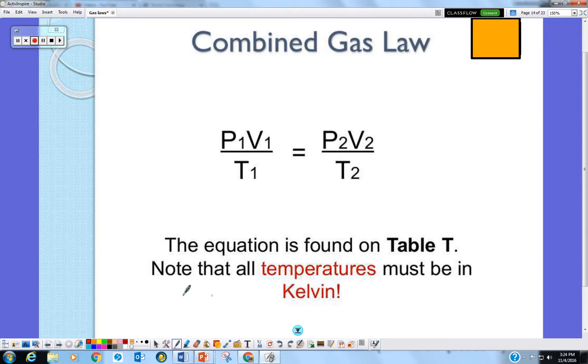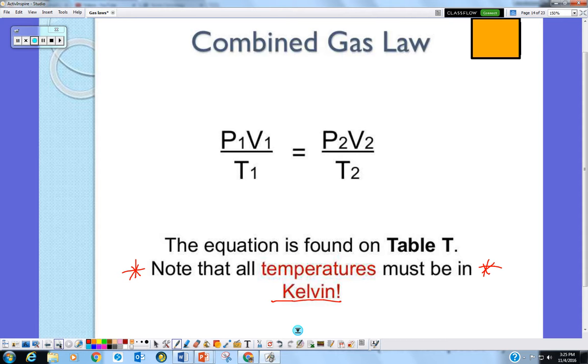Again, make sure you remember always convert to Kelvin. There's just some problems that occur if we leave it in Celsius. Even though the change is the same, when we're dealing with Celsius, we can end up with negative numbers, and we don't want to have to look at it in that way. We want to always look at it in a positive number.